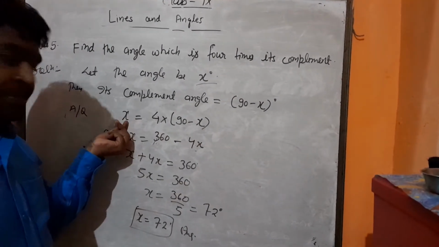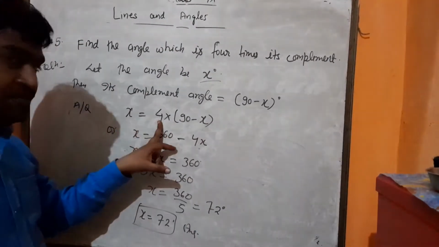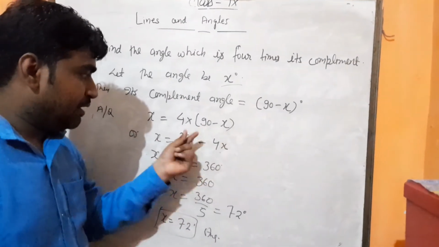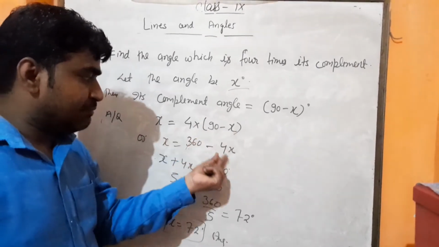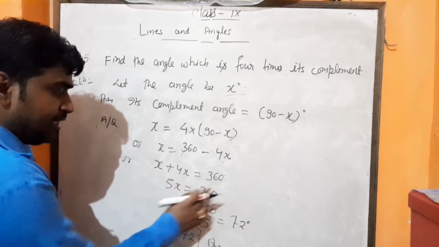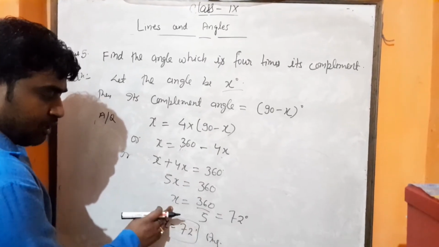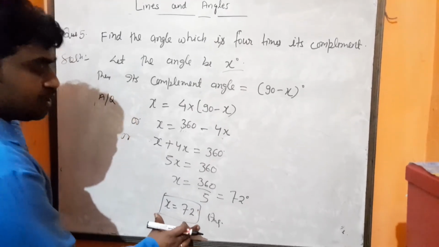Here the angle is x and the complement angle is 90 minus x. So on multiplying by 4 in this bracket, we have 4 into 90 gives 360 degrees and 4 into x gives 4x. Now we have x plus 4x equal to 360, so 5x equal to 360. Or x equals 360 upon 5, it gives 72 degrees. So our required solution is 72 degrees.